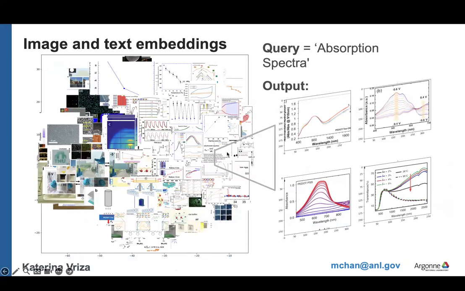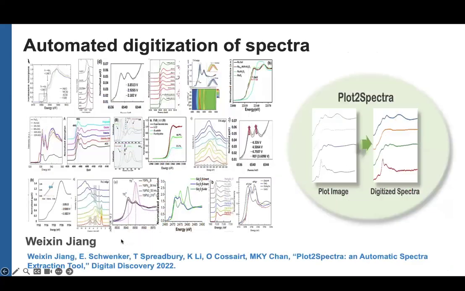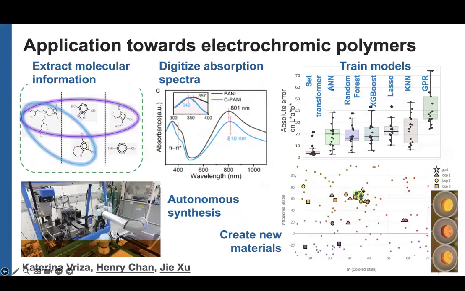With image and text together, you can do a lot of really fun things like multimodal training, and look at the embeddings, look at similarities. And Katerina Risa, who's a new staff scientist at Argonne, who used to be my joint postdoc, has been doing great work on this, like I mentioned, digitizing spectra. And the way Katerina and her collaborators, Henry and Jay, have been using this is to infuse it with robotic synthesis capability to make new materials.